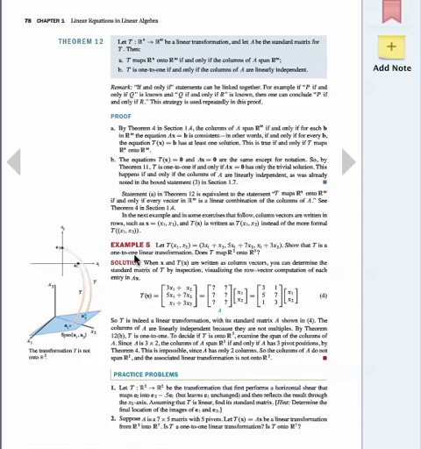Example 5 is a good one. It goes through finding the matrix for a transformation, and you can tell from there whether the transformation is one-to-one, whether it's onto, and so on. That's the end of Chapter 1. At this point, I would heavily recommend that you go back through Chapter 1. But that's up to you.